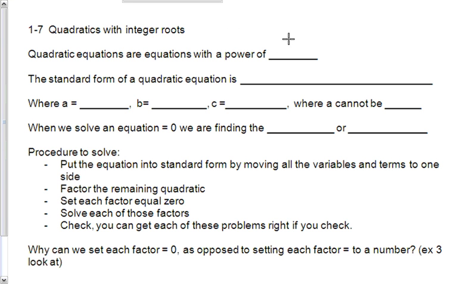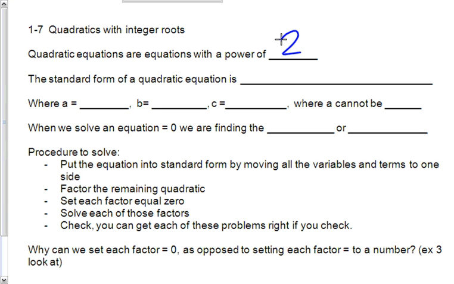Alright, with this one we're going to take a look at chapters 1-7, which is quadratic equations with integer roots. This is the first form of it. Eventually we're going to get into non-integers, rationals, and things that might be a little more complicated, and eventually the quadratic formula. Quadratic equations are equations with a power of 2. You might think 4, but it's 2.